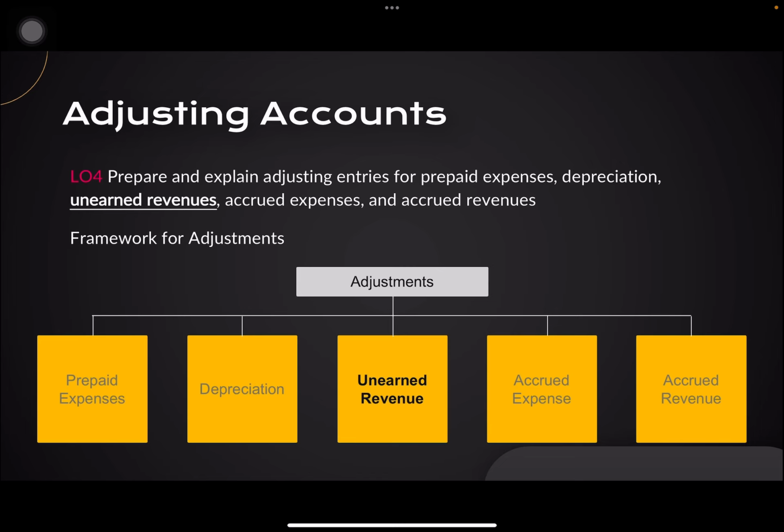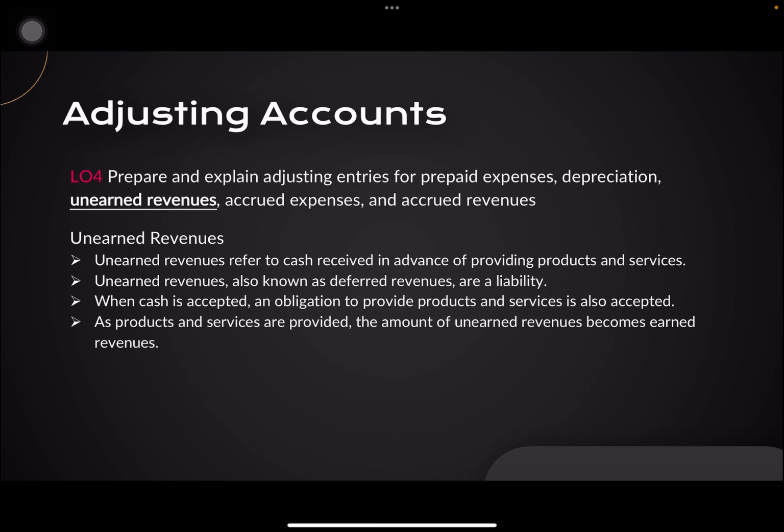To repeat, we have several types of adjustments. You have here your prepaid expenses, depreciation, unearned revenue, accrued expense, and accrued revenue. Now let's focus on what unearned revenues are.